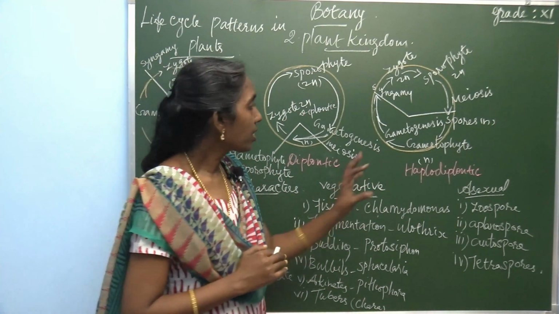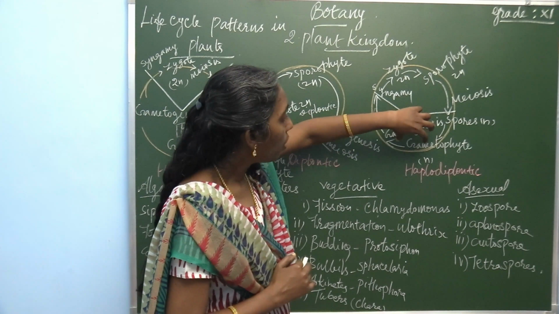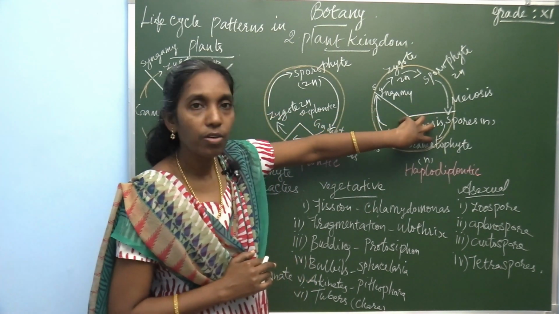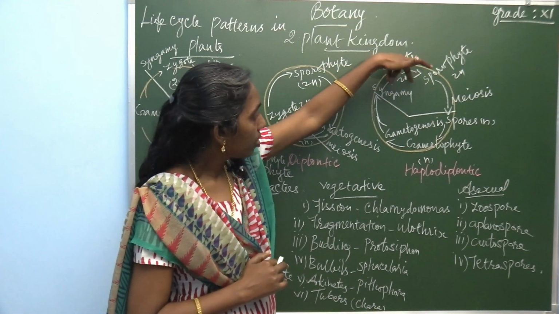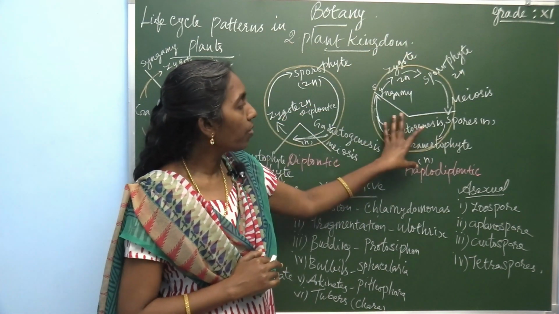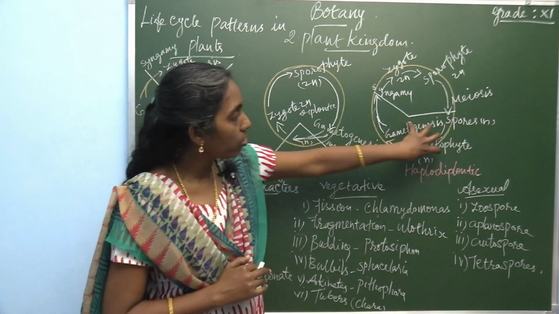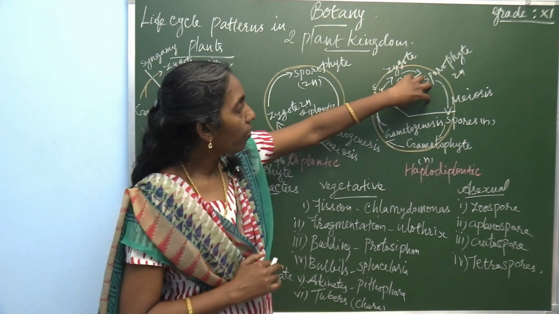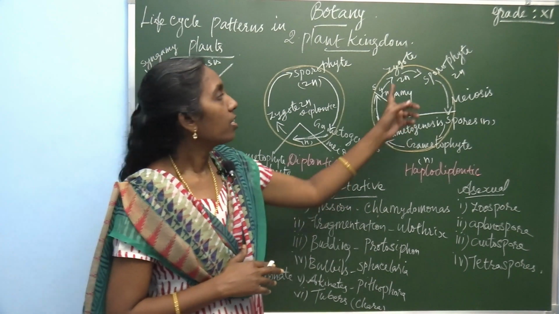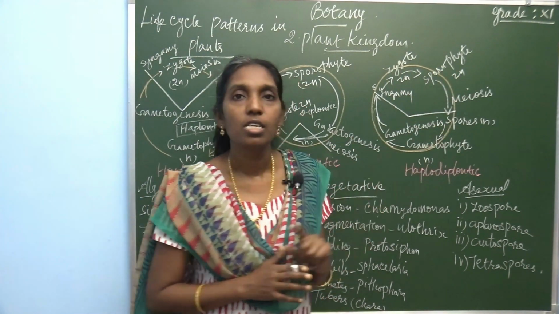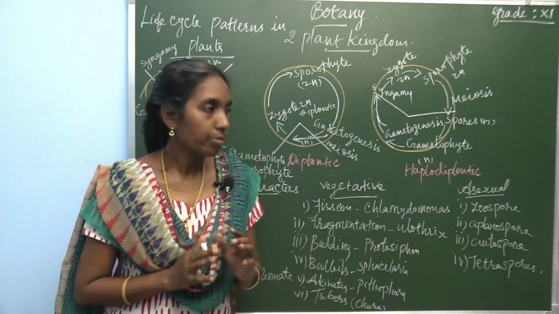In bryophytes, the haploid gametophytic phase is dominant. But in pteridophytes, this diploid phase is dominant. That is, the sporophytic generation is dominant.